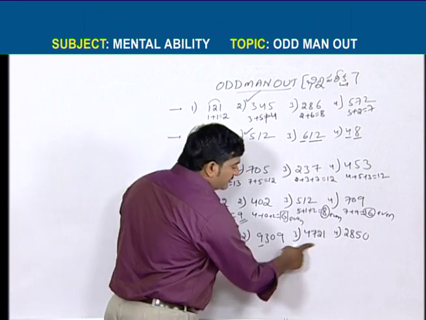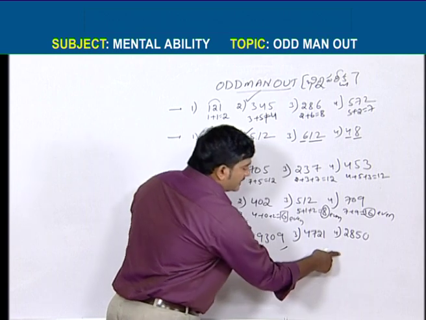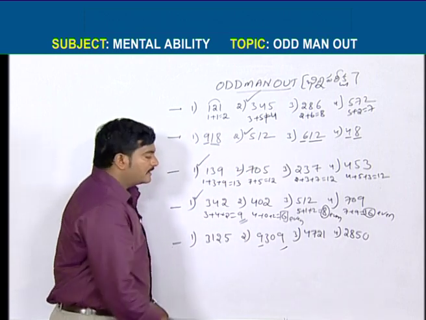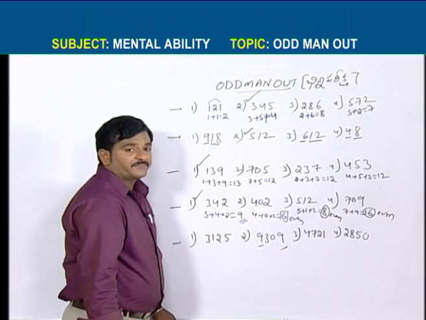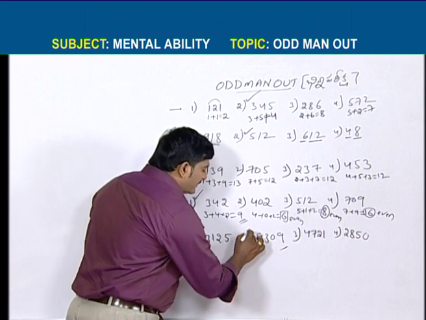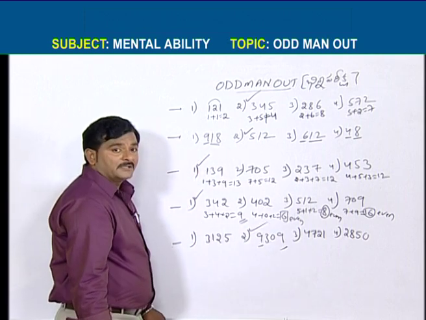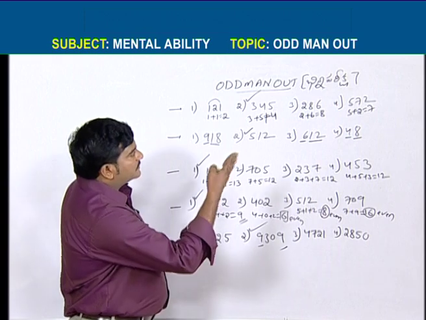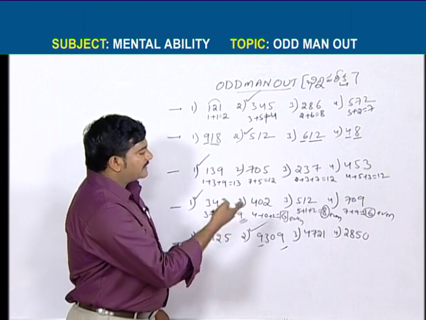Whereas here 4 7 2 1, there is no repetition. Whereas 2 8 5 0, there is no repetition. But whereas here, 9 is repeated. That's why this is a model of repeated. So there are different patterns: first one is about that, then second, third, fourth, fifth.